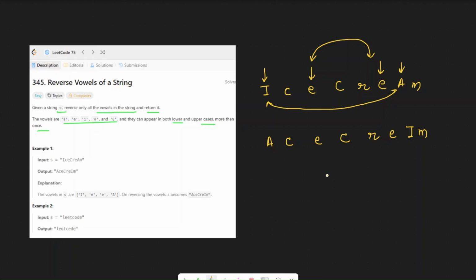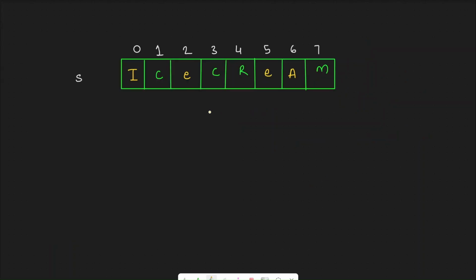Let's try to understand how this can be done using the two-pointer method. This is the same example that we have taken above. I have just put indexes for this string and I have color coded these vowels with yellow color. If a character is not a vowel, it is shown in green, otherwise yellow. Now if we have to define vowels, our vowels would be A, E, I, O, U, or uppercase A, E, I, O and U. These are all the vowels that we can find in this string.